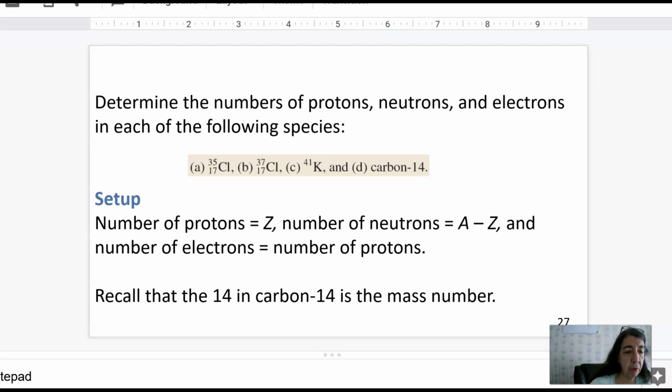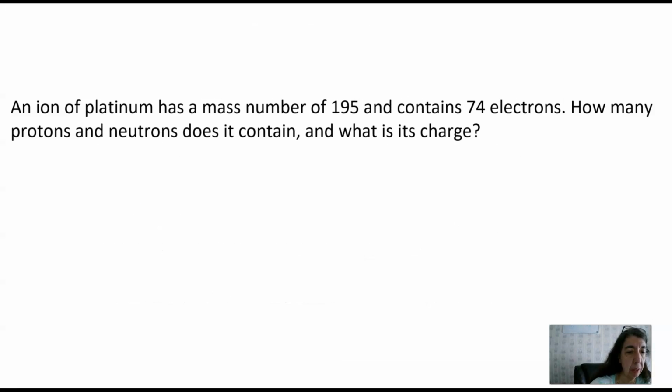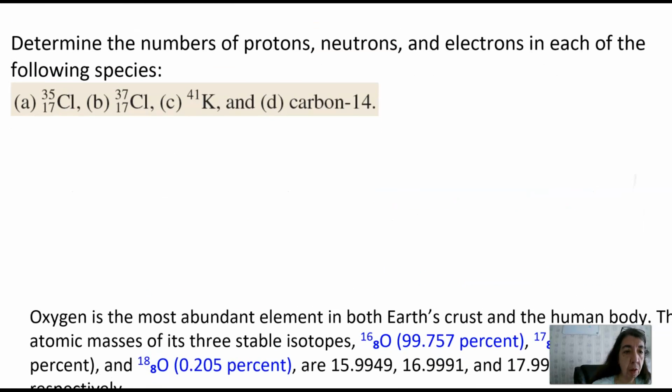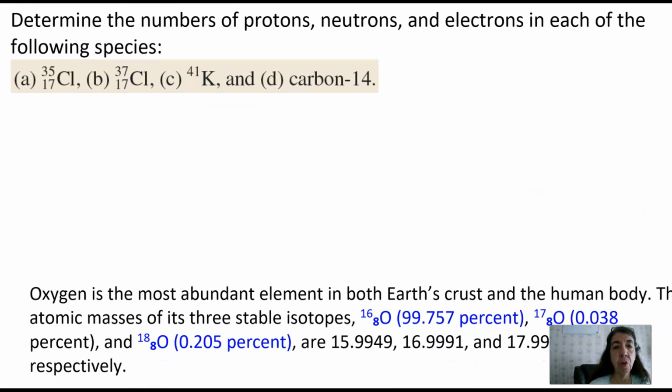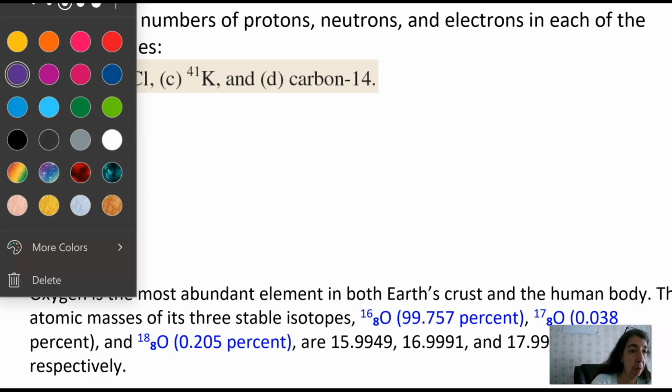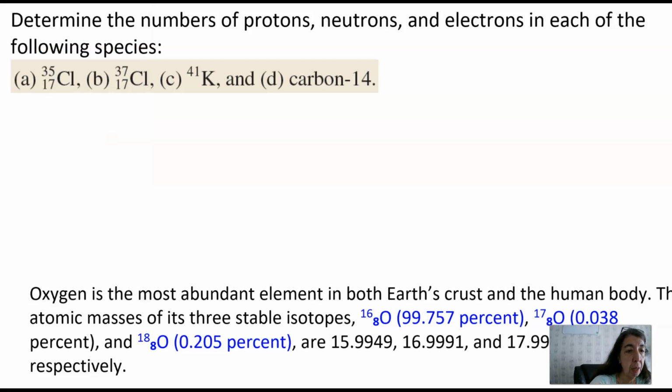Okay, so now I'm going to go over to Notepad and work out some of these examples for you. Let's start with the one we just had. Determine the number of protons, neutrons, and electrons in each of the following species. The first thing we're going to do is determine the number of protons. If you remember, the protons are always the one in the lower left-hand corner. So for chlorine 35, the protons are 17.